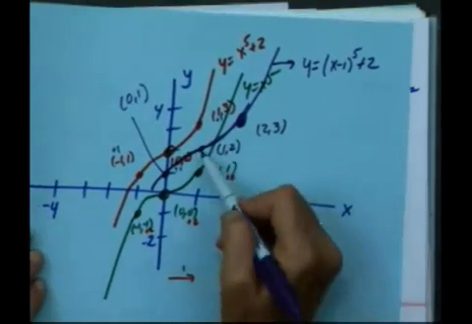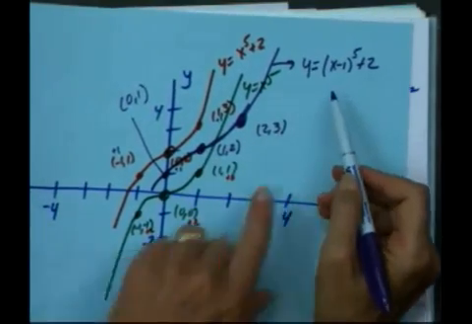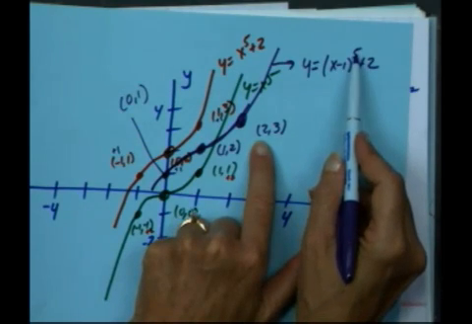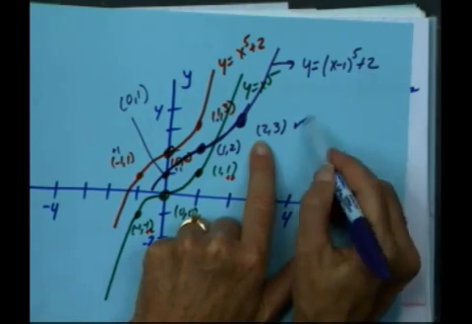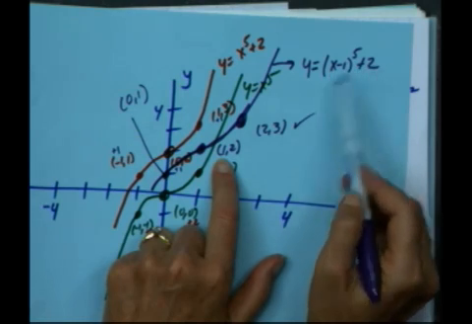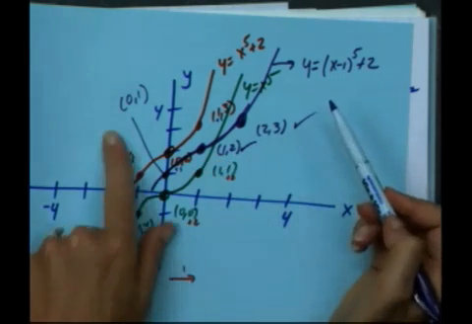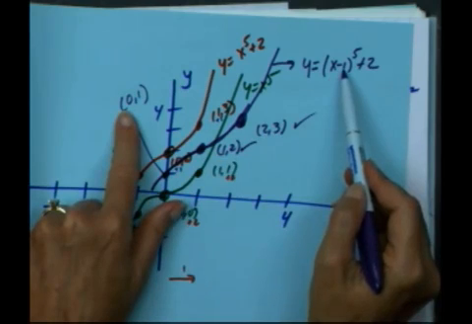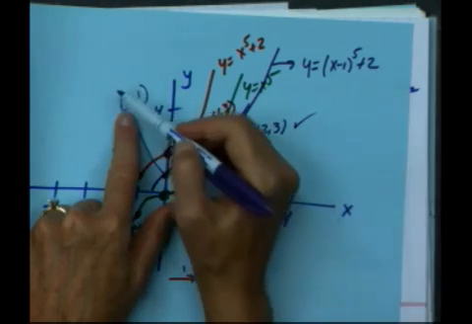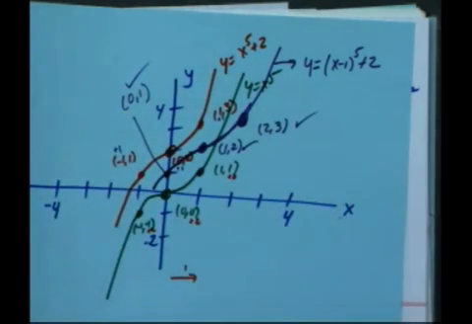And let's just double check those points. If you let x be 2, 2 minus 1 is 1, 1 to the 5th is 1, 1 plus 2 is 3. Check. Let x be 1, you get 0 plus 2 is 2. Check. And you let x be 0, negative 1 to the 5th is negative 1, negative 1 plus 2 is positive 1. We are good, good, good. Does everybody's work look like that?